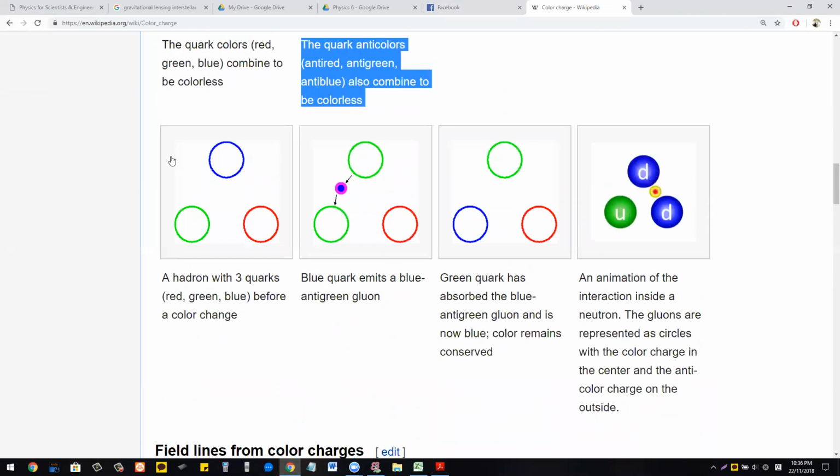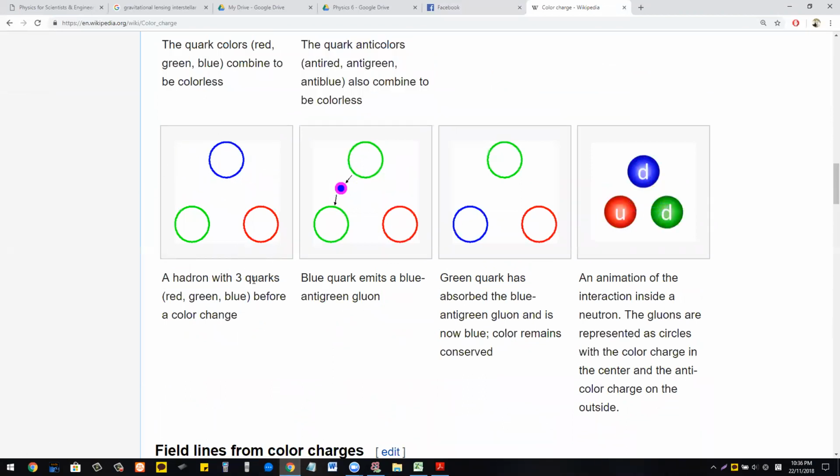So this is a hadron. A hadron is something that's made up of three quarks, right? Yes. Before a color change, have a look at this. This blue color emits a blue and an anti-green. Think about this: from this blue, let's say blue color came out. Then this will be colorless. But instead of that, it also emits an anti-green.